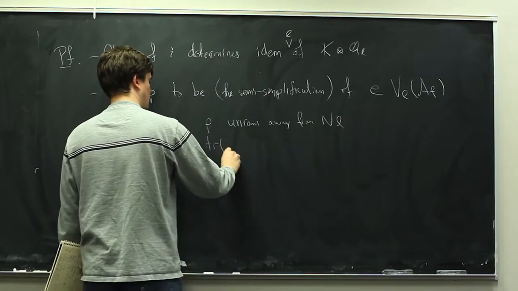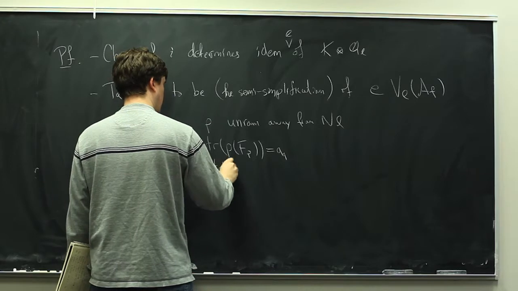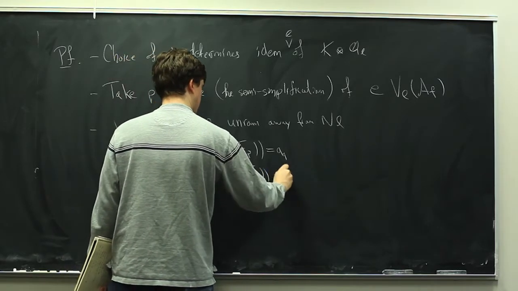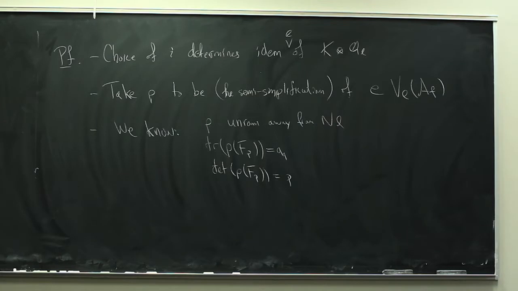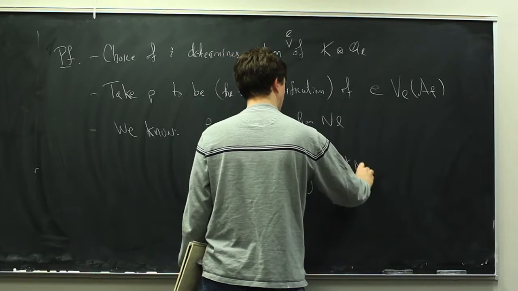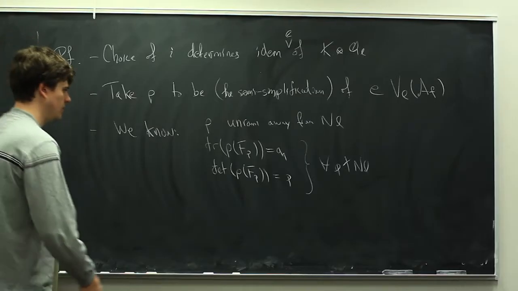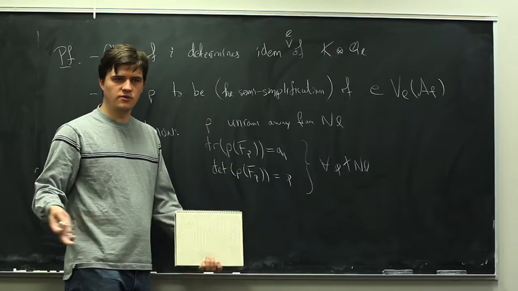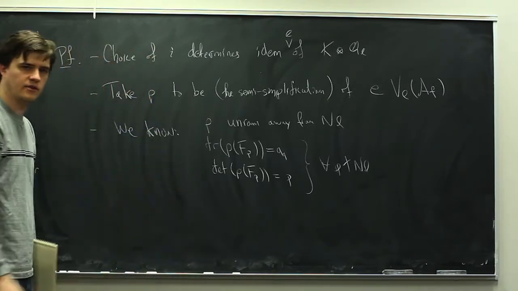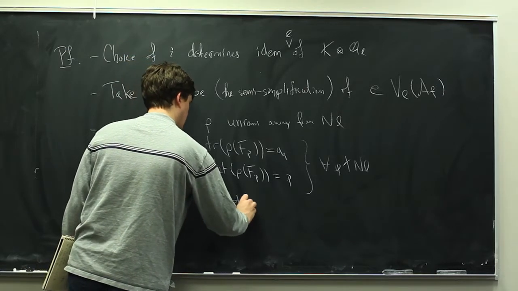We know that the trace of Frobenius is AP. And we know that the determinant of Frobenius is P. This is for all P away from N and L. Okay, and then that implies that the determinant is cyclotomic. So chi L of Frobenius at P is equal to P. So these two characters agree at all Frobenius except for N and L, so they must agree. So this implies that the determinant is cyclotomic.